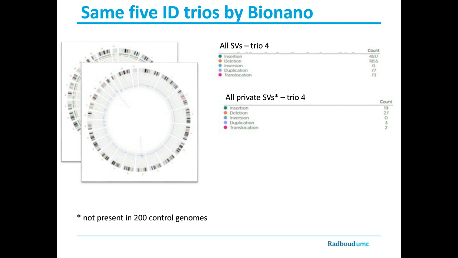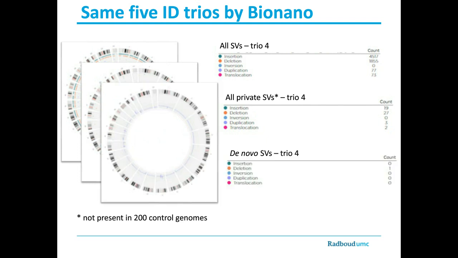But then we've also done the parents, and there is a trio analysis mode in the software included. So if you then subtract all the structural variants that are seen in either of the parents, in this case, we're only left with one candidate de novo structural variant. And I'll show you that one on the next slide.